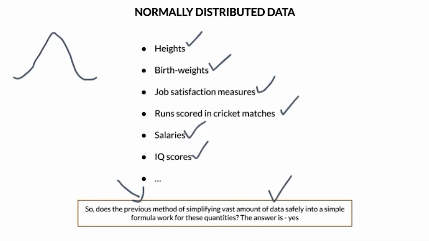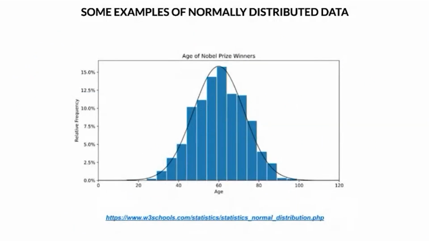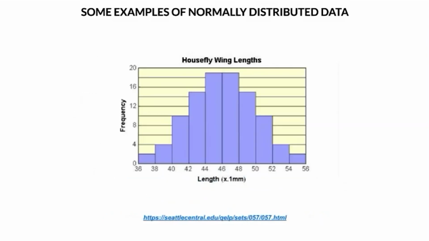Yes, the answer is yes, the exact same formula works here. Some examples, and I've given the links also. Age of Nobel Prize winners. As you can see, this is normally distributed. The mean seems to be around 60, and I guess the standard deviation is maybe 10, 15, something like that. From this distribution, it looks like 15 or so years is the standard deviation. Okay, age of Nobel Prize winners.